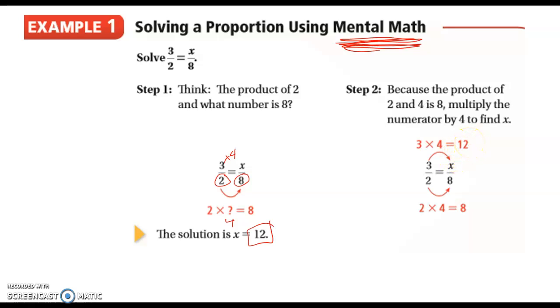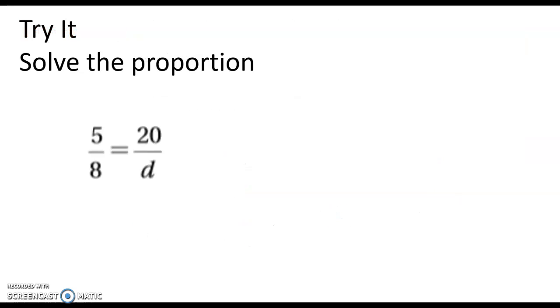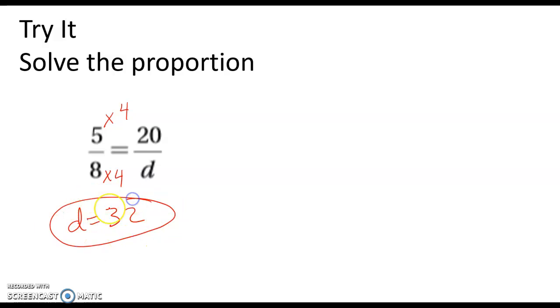Okay, so let's look at this one right here. 5 times what will give me 20? 4. So if you multiply the top by 4, you got to multiply the bottom by 4. So 8 times 4 is 32. So D equals 32.